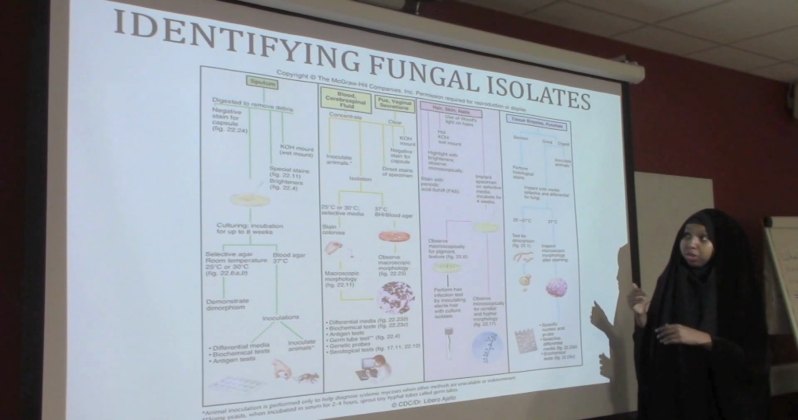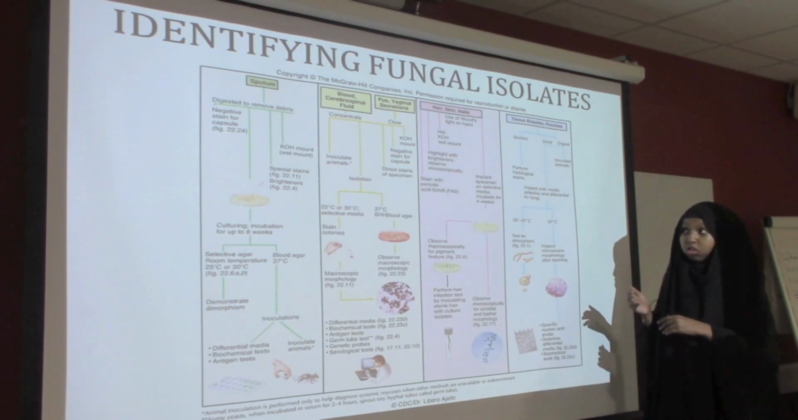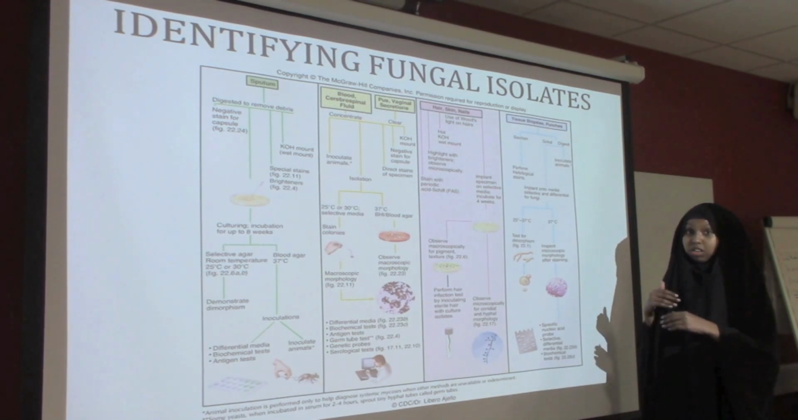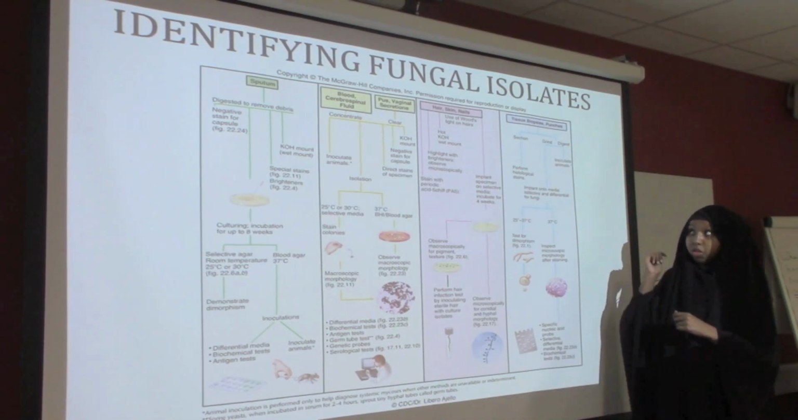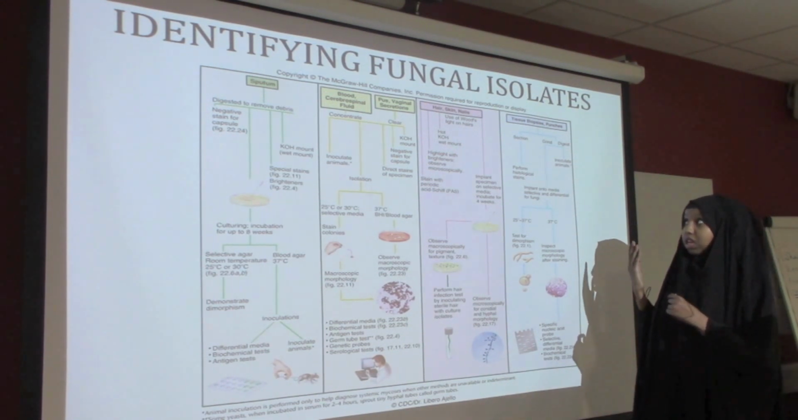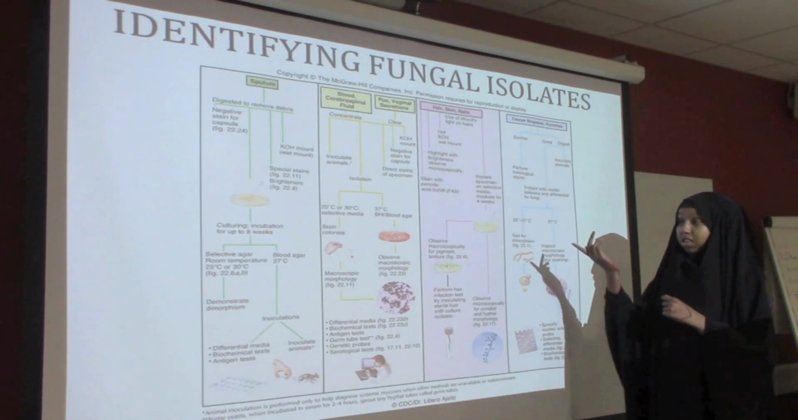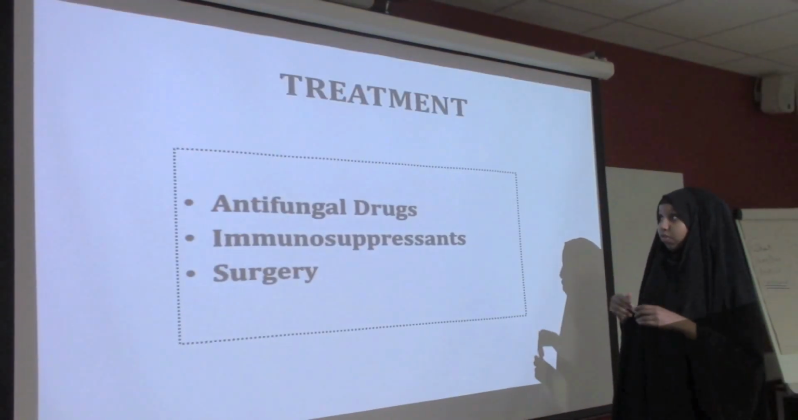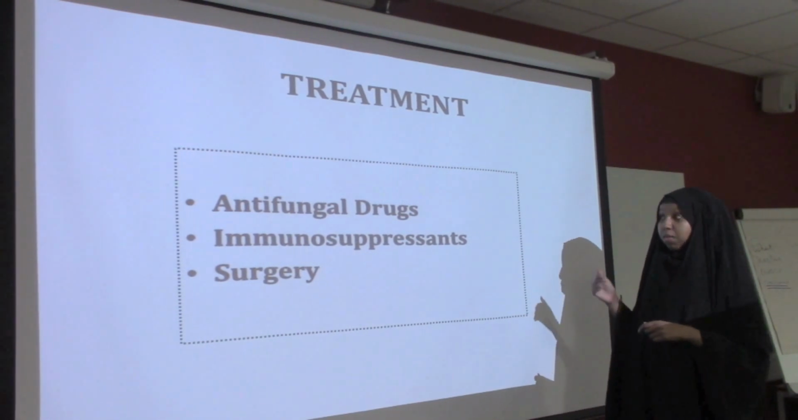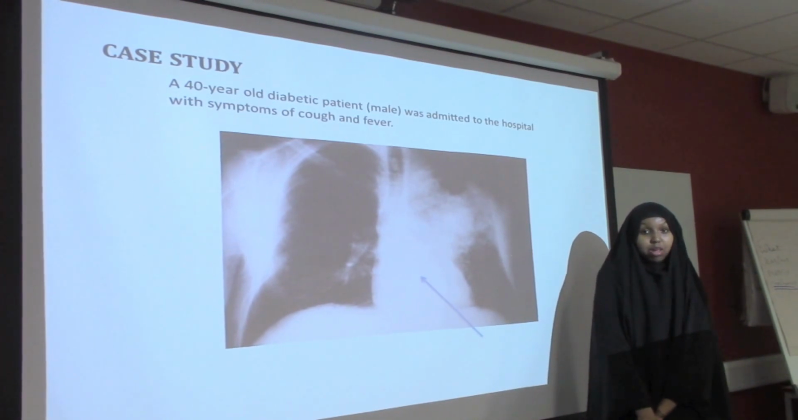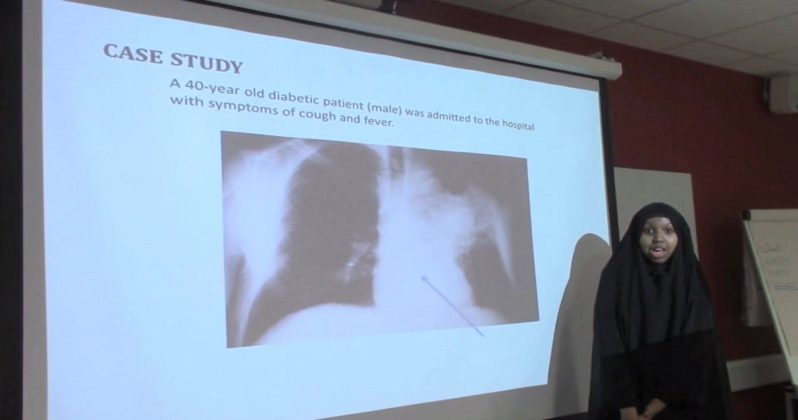Potassium hydroxide can also be used to mount the specimens so that they can be examined under a microscope for identification of fungal elements. Histopathological testing can also be used to identify fungal elements on tissue biopsies. Staining includes PAS staining and silver methenamine staining. The main treatment for fungal infections is antifungal drugs, immunosuppressants, and surgery. Chronic or progressive systemic fungal infections can be treated with a variety of antifungal antibiotics.